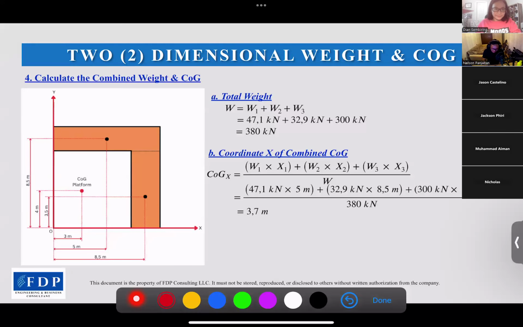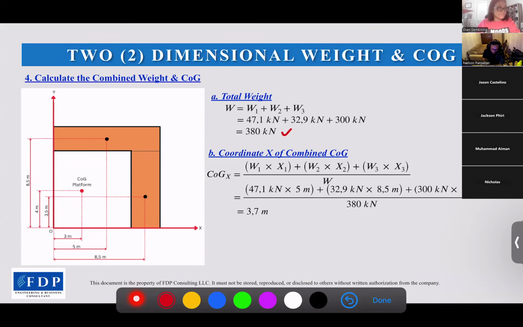And then we continue to combine the weight and COG. For the total weight, we can easily just sum up all the items. So, item one is the scaffolding one, item two is scaffolding two, and item three is the platform itself. So we total the weight, and we get 380 kilonewtons for the total.